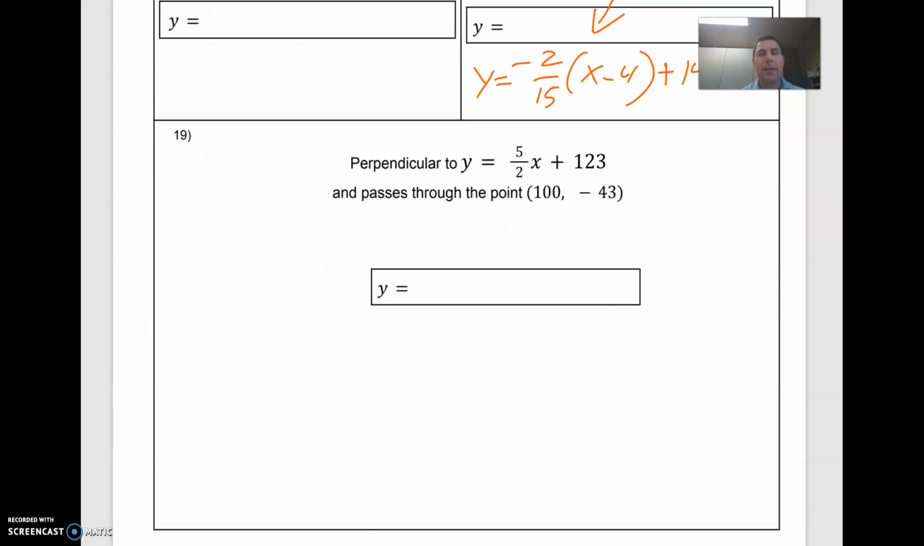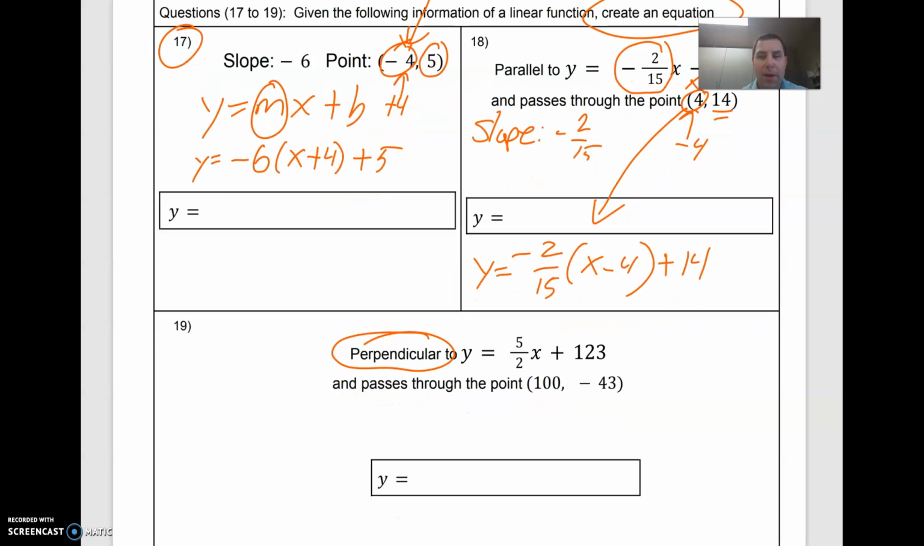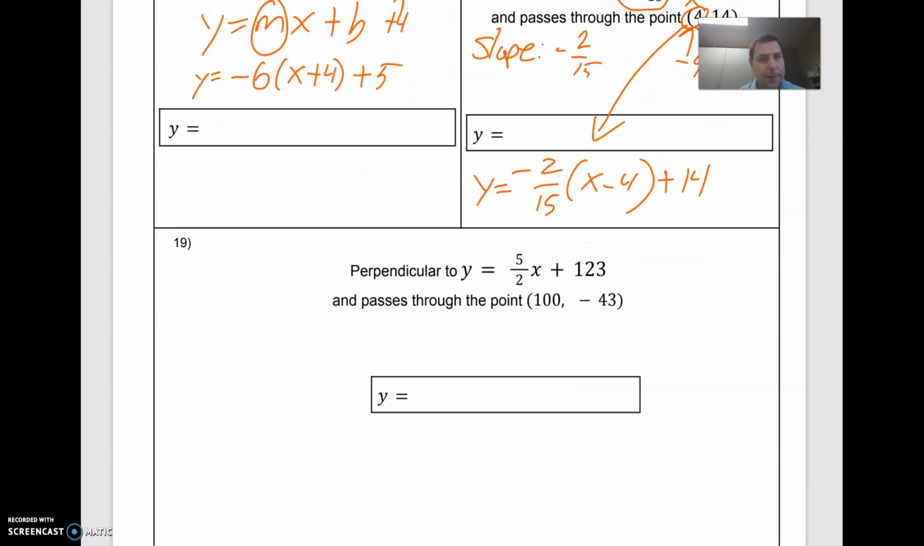If we go to number 19, this one is perpendicular to this line. And notice, we don't necessarily care about the y-intercept for either of these questions. The reason for that is all we care about to make a line parallel or perpendicular is the slope. We don't necessarily care about the 123 or the -3. So really, it's just there to throw you off.